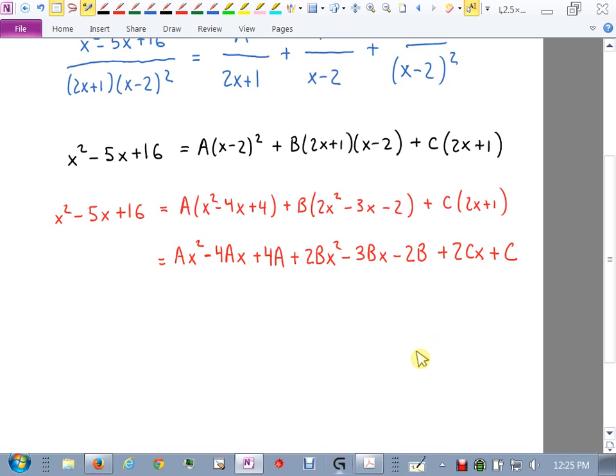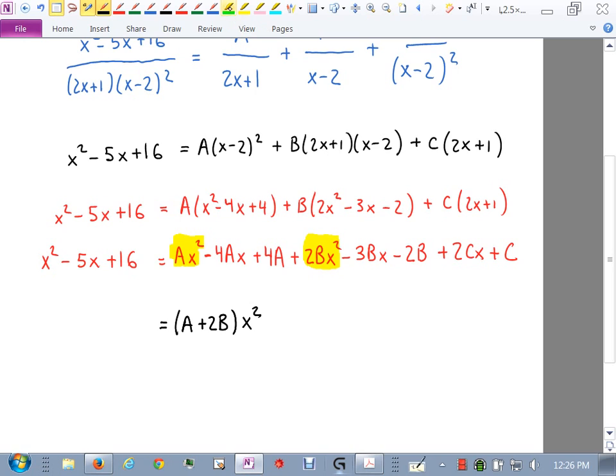Do you agree with that? Now that all has to equal the left side, which is just x squared minus 5x plus 16. What am I supposed to do now? What did I do previously? Put all my terms together. So I want to put this ax squared together with this 2bx squared. Do I have a cx squared? No. So if I put those two together and factored an x squared out, what would I get? a plus 2b, and then I'd have that x squared that I pulled out.